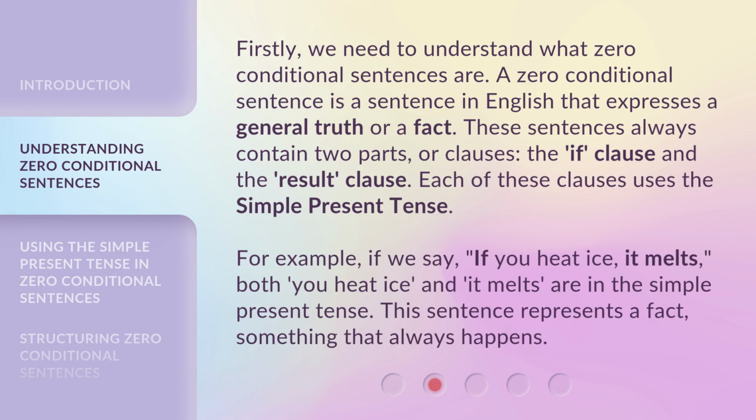Firstly, we need to understand what zero conditional sentences are. A zero conditional sentence is a sentence in English that expresses a general truth or a fact. These sentences always contain two parts, or clauses: the if clause and the result clause. Each of these clauses uses the simple present tense. For example, if we say, "If you heat ice, it melts," both "you heat ice" and "it melts" are in the simple present tense. This sentence represents a fact, something that always happens.